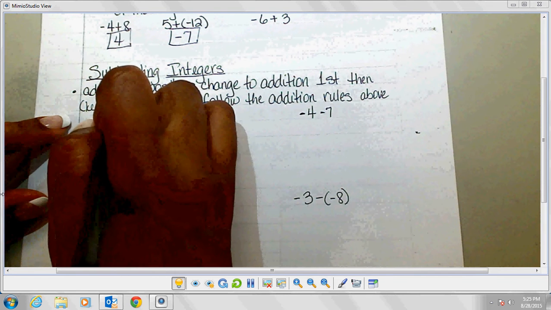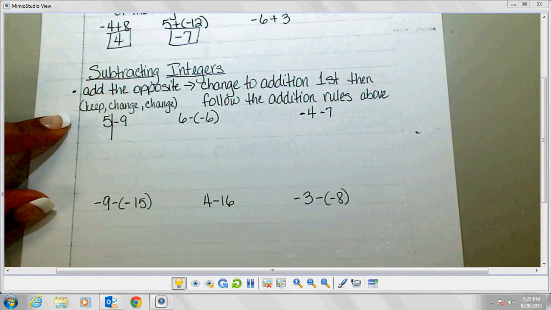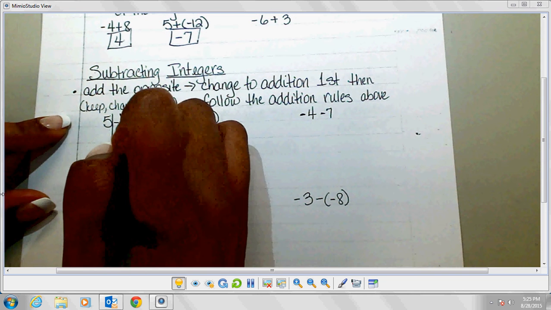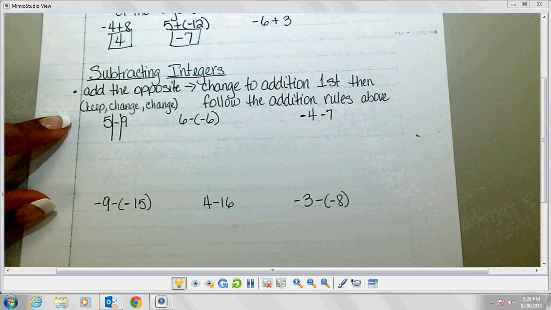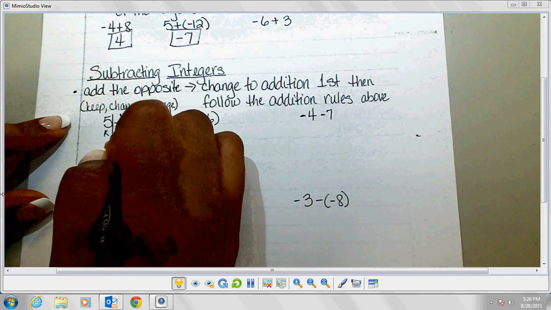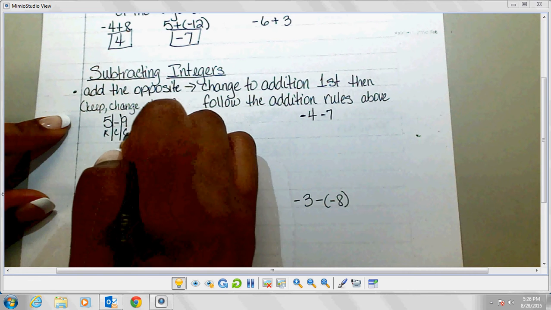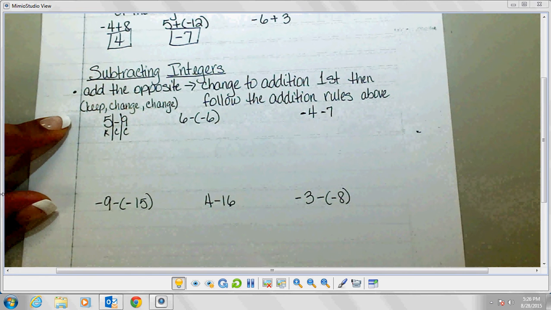Okay, I'm going to break these numbers up. So I'm going to put a line behind the 5. And then I have my minus sign, which goes in the middle by itself. And then the last number should be sitting back at the end by itself. So I'm going to put a K under this 5, a C under the minus, and a C under the 9 for keep, change, change.